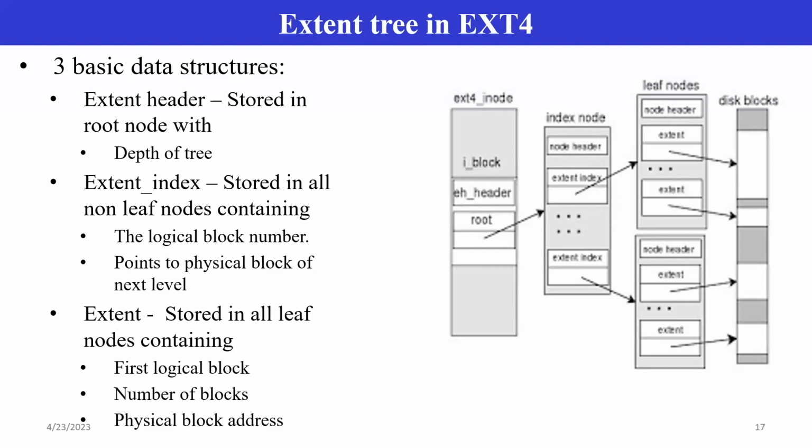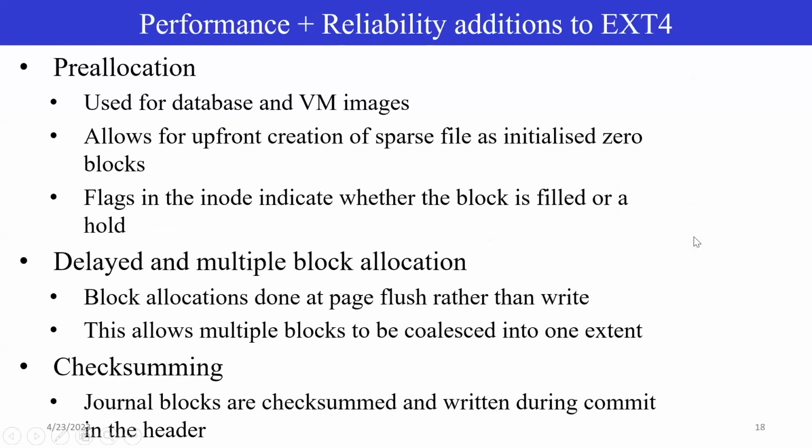Okay. Now once you understood this, there are other additions to EXT4 that need to be looked into. One main thing is something called pre-allocation. If you know about the fallocate call, which is used in Linux, it is basically used to create files, including sparse files.